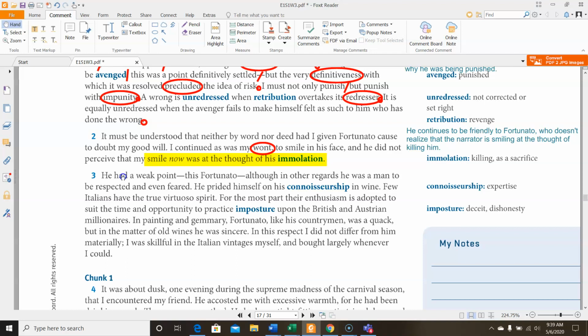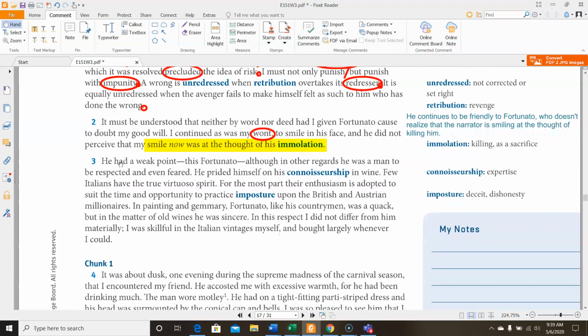He had a weak point, this Fortunato, although in other regards he was a man to be respected and even feared.